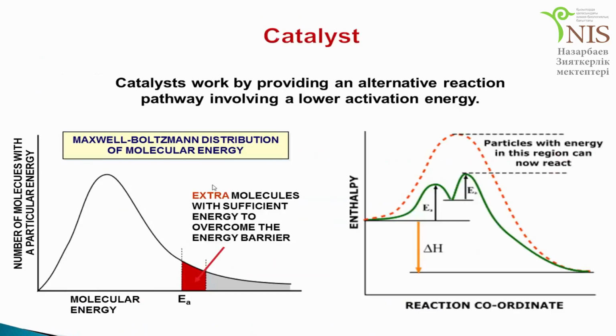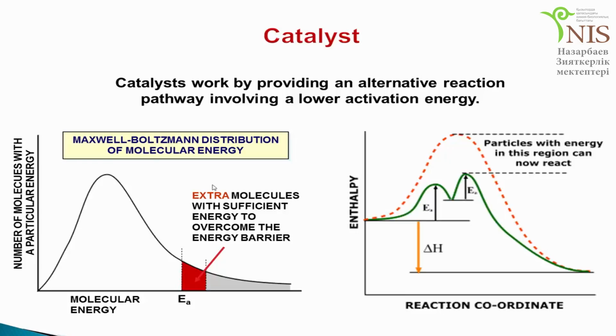Catalysts work by providing an alternative reaction pathway involving a lower activation energy. When we talk about the catalyst, we shouldn't say that the catalyst decreases the activation energy, but that the catalyst finds another alternative way that has a lower enthalpy than the original reaction has. So the reaction mechanism changes, and those steps have lower enthalpies, activation energies.